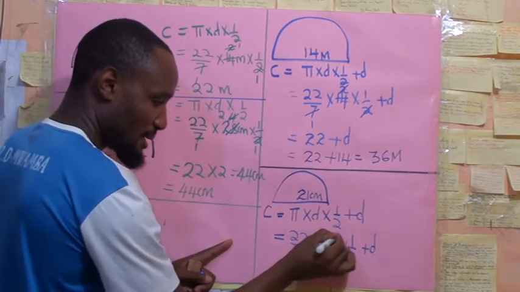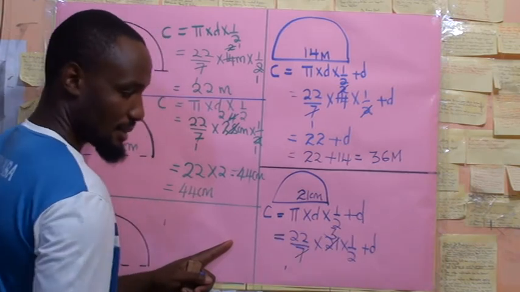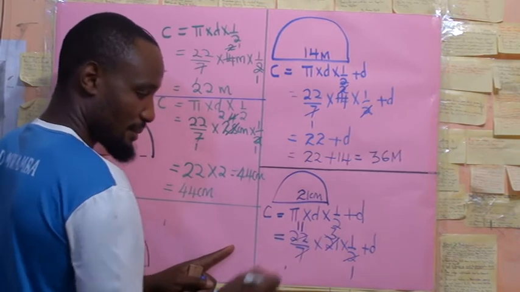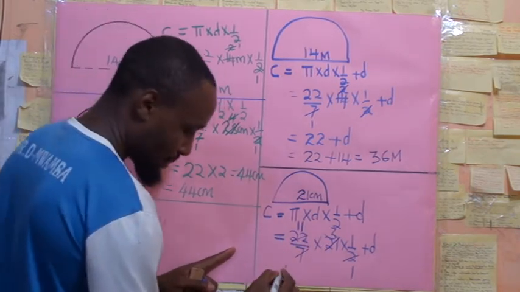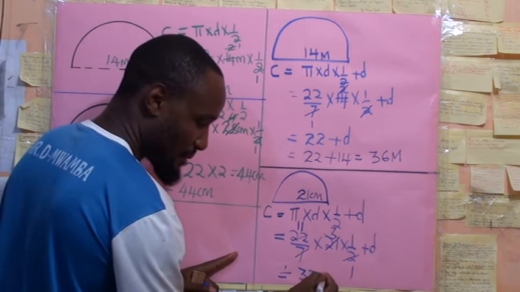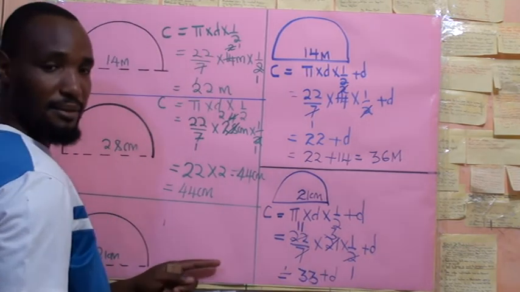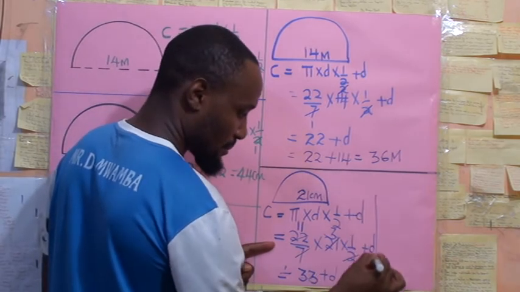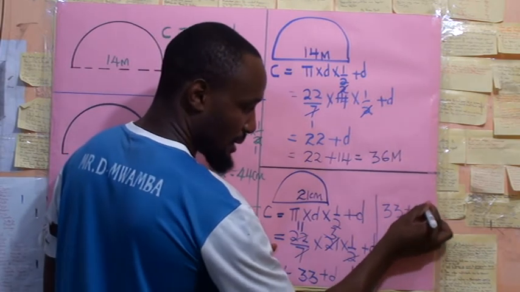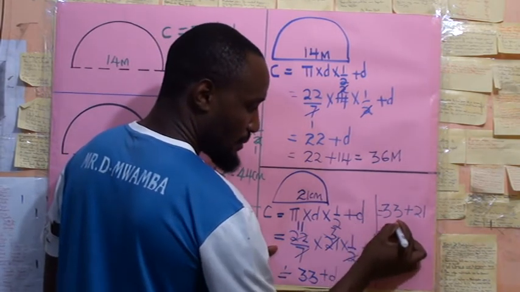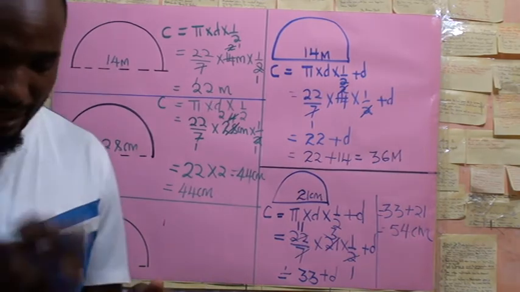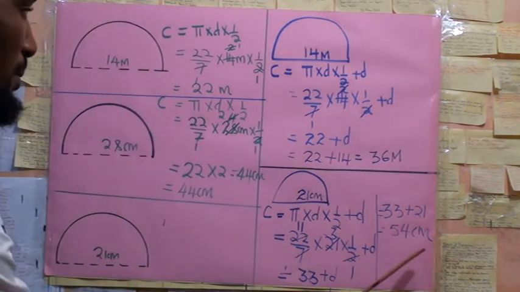7 here is 1, 7 here is 3. 2 cannot go into 3. But 2 can go here, 1 can go into 22, 11. 11 times 3 is 33. That is 33. Then plus d. Over there, so 33, d is 21, plus 21. You have 54 centimeters. 54 centimeters. That's how you should do it.